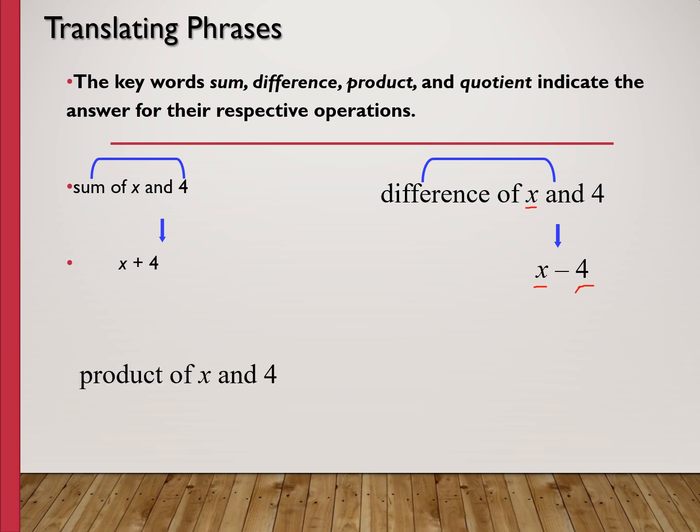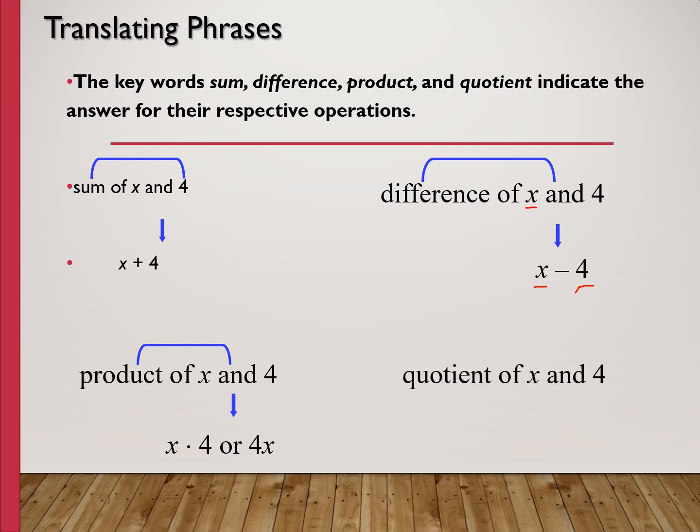For the next one, we have the product of x and 4. Yung product daw ng x at saka ng 4. So, ano kayang operation ang ating gagamitin when it comes to product? Yes, that's correct. We are going to use multiplication. So, that will be the product of x and 4: x times 4 or simply 4x. Nauna lagi si numerical bago yung variable. So, 4x.